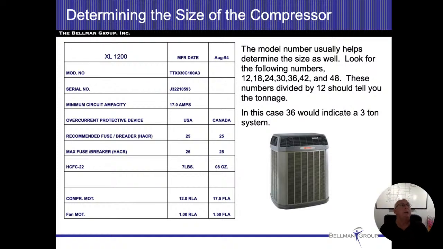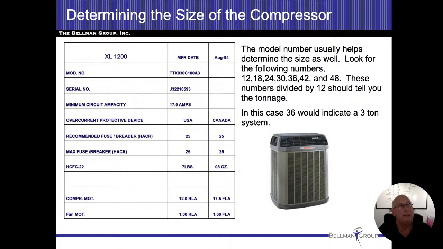So if you look at the bottom of that chart, you can see the compressor motor has rated load amps of 12 amps. The FLA stands for full load amps. Sometimes you'll see LRA, and that stands for locked rotor amps, all right? So full load amps is usually gonna be the charge or the startup power that it's gonna use.